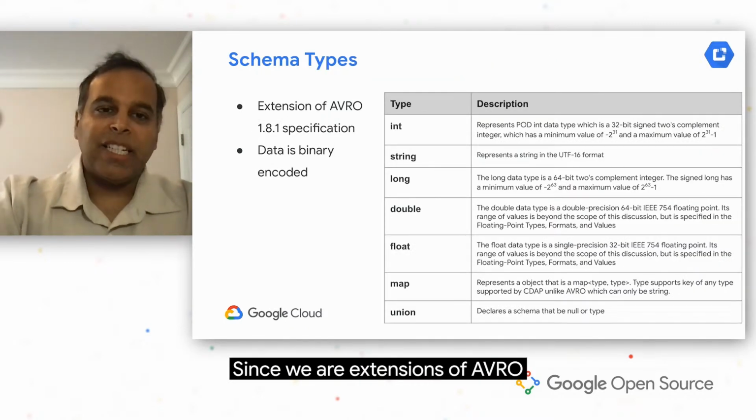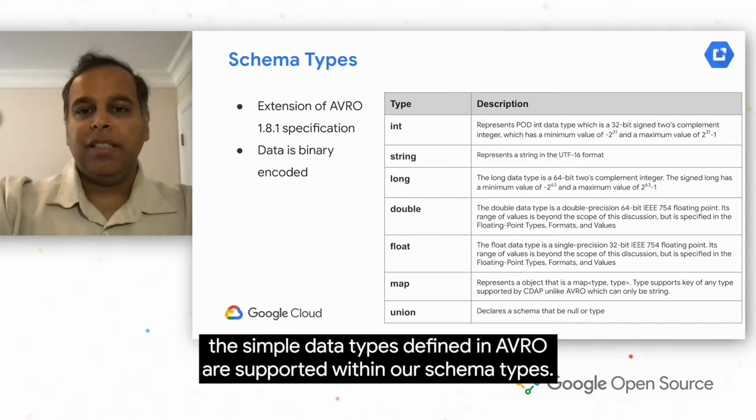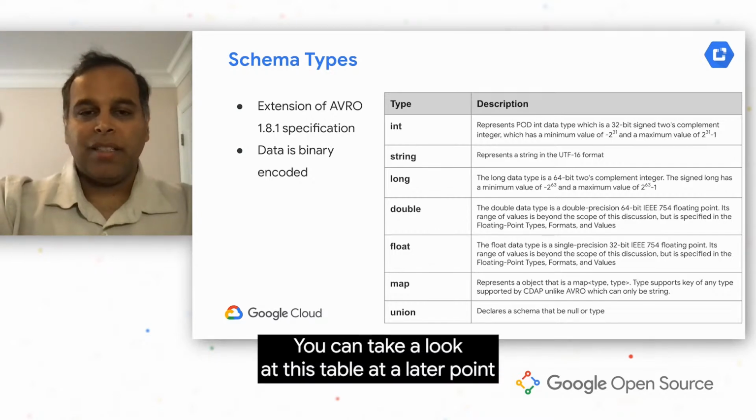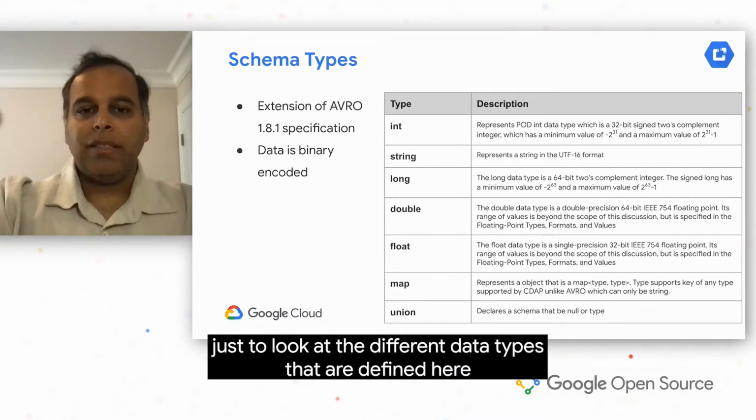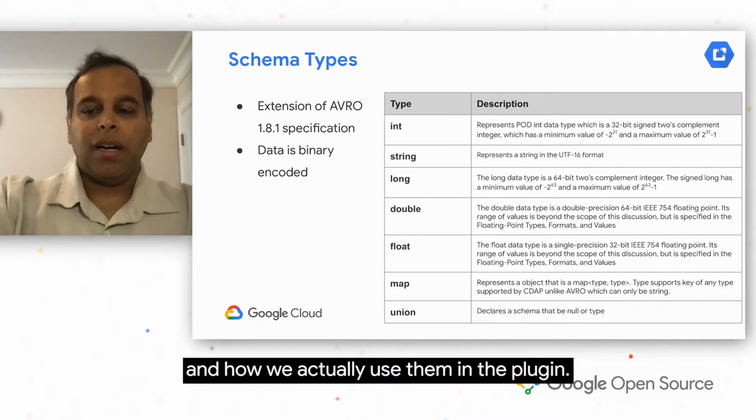Since we are extensions of Avro, the simple data types that are defined in Avro are supported within our schema types. And you can take a look at this table at a later point, just to look at the different data types that are defined here and how we actually use them in the plugin.